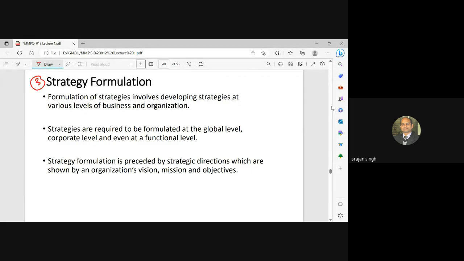Formulation of strategies involves developing strategies at various levels of organization and business. Strategies are required to be formulated at global level, corporate level, and even at function level. Strategy formulation is preceded by strategic directions, which are shown by an organization's vision, mission, and objectives.